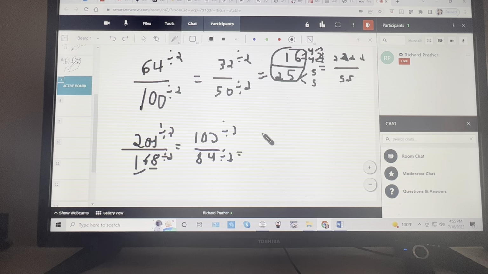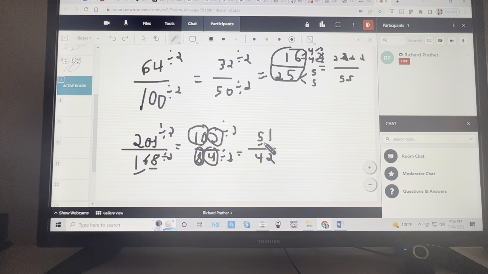Half of 102 is 51, or think of it as half of 10, and half of 2. Half of 84 is 42: half of 8 is 4, half of 4 is 2. So that's the end of dividing by 2s, because 51 doesn't divide by 2.